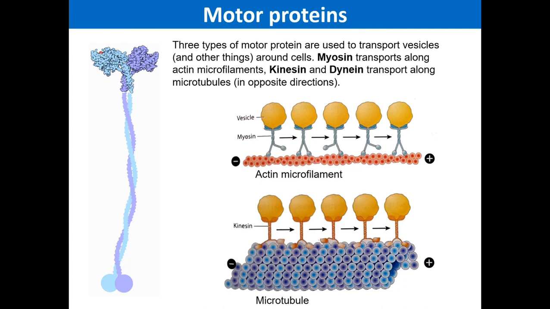Well, that's not true, is it? We're going to talk about myosin, which transports cargoes along actin microfilaments, while kinesin and dynein work on microtubules, but in opposite directions.